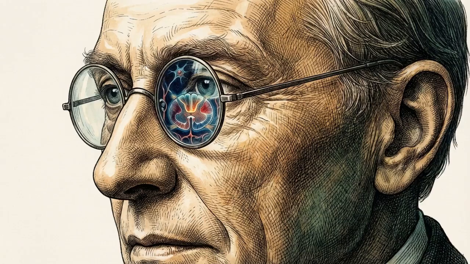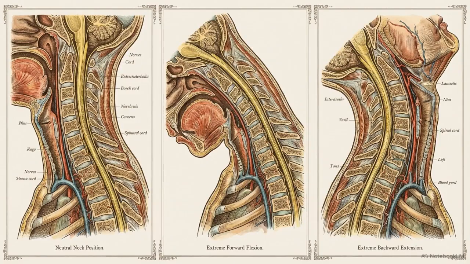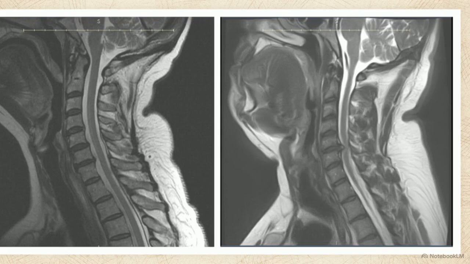A definitive diagnosis requires correlating these physical exam findings with advanced imaging. Standard AP and lateral X-rays, including flexion and extension views, should be ordered first to assess dynamic instability and overall cervical alignment. Magnetic resonance imaging is the gold standard for visualizing soft tissue.